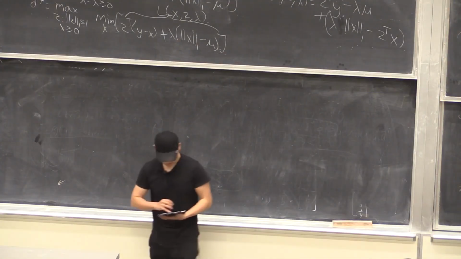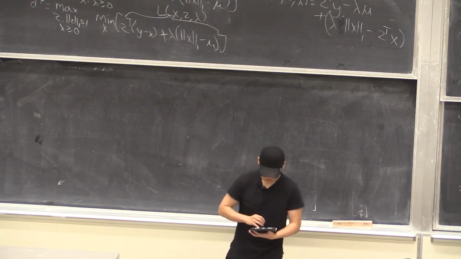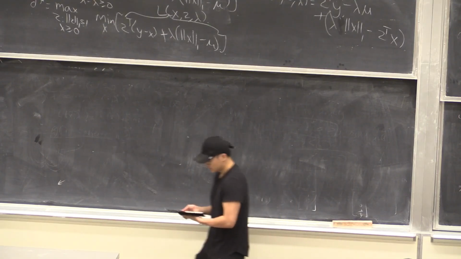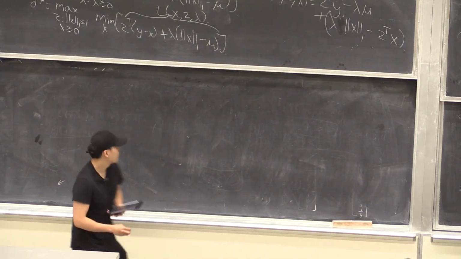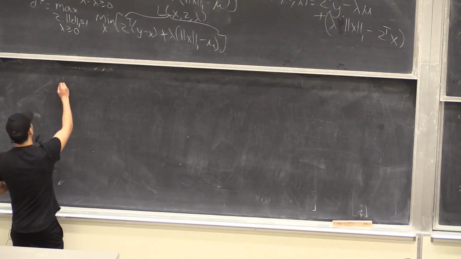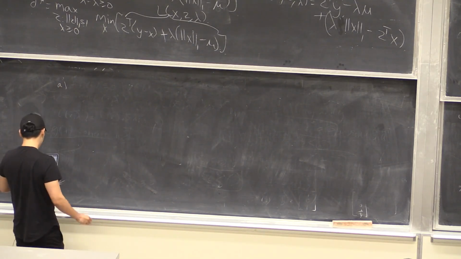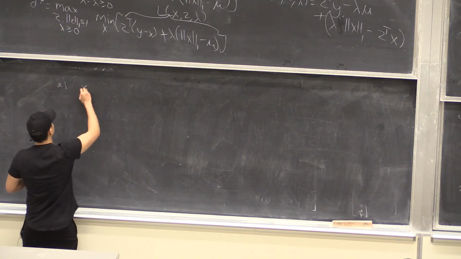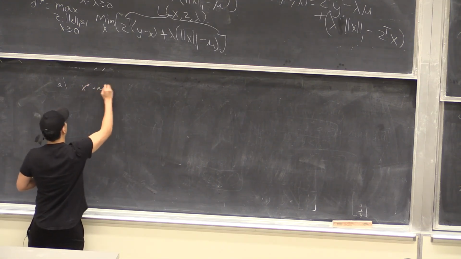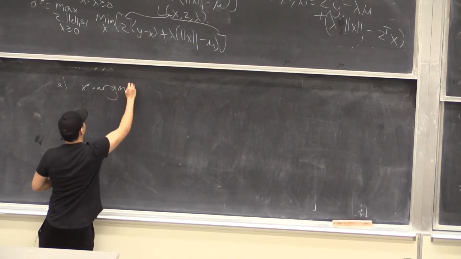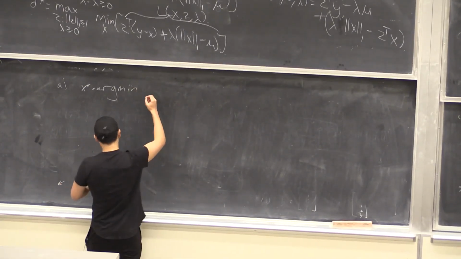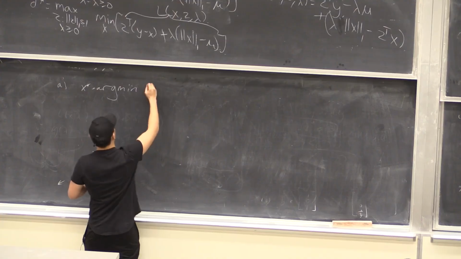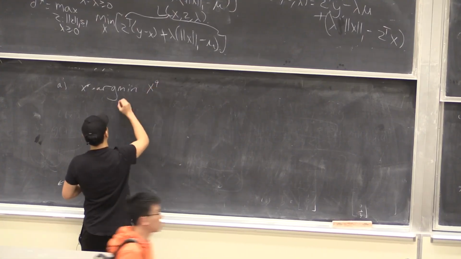Okay, I'll cover problem 4, which is Newton's method. So for problem 4, part A, we want to find the optimum value x star equals argmin of f(x), which is just x to the 4th power.